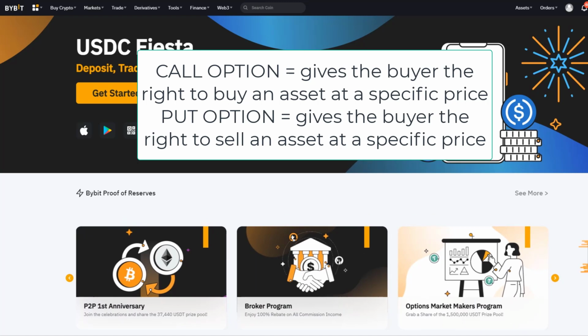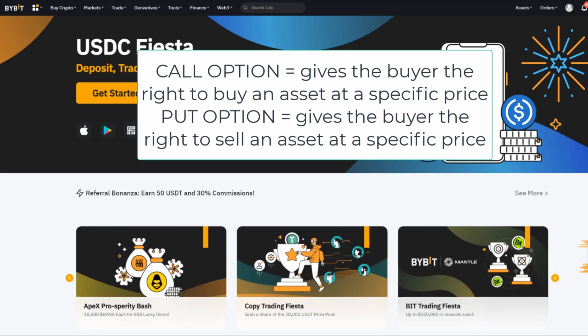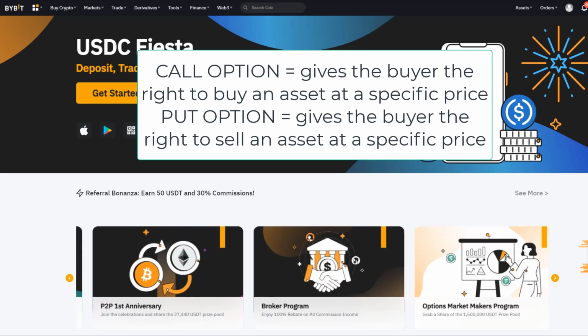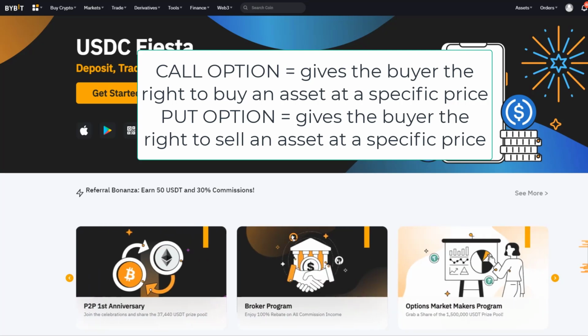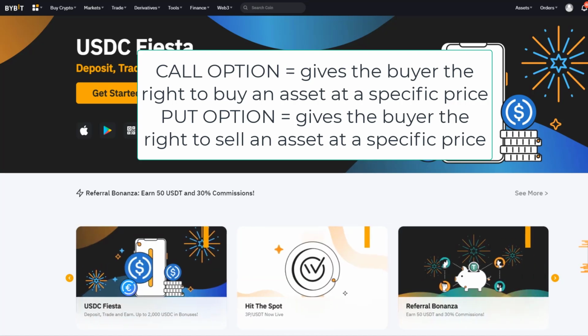In contrast to that call option, there are put options, and put options give the buyer the right to sell an asset at a specific price. So a long put, for example, is a short position in the underlying asset, for example Bitcoin, since the put gains value as the underlying asset's price falls. So if Bitcoin goes down in value, the value of the contract will go up.